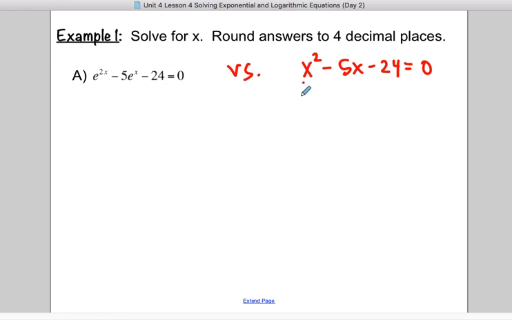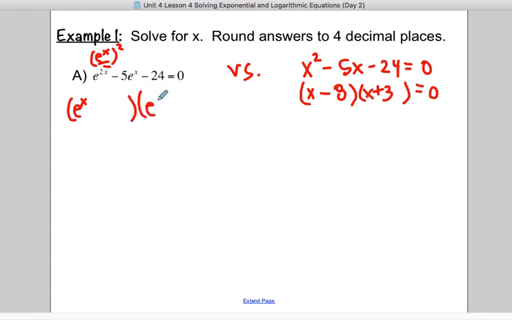Well, this one we would just factor. We would say, what multiplies to negative 24 but adds to negative 5? Well, what would that be? Negative 8 and 3. Yeah. So the difference is instead of having an x squared, it's really an e to the x squared. Instead of writing x's in the front, I'm going to write e to the x. So, same idea. What multiplies to negative 24 but adds to negative 5? Negative 8 and 3.